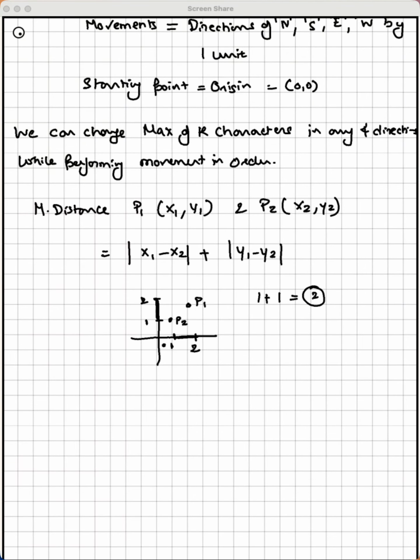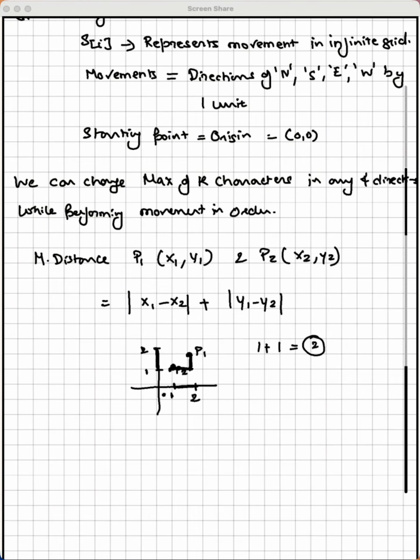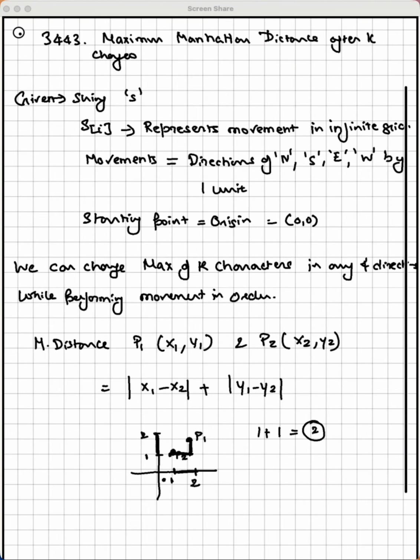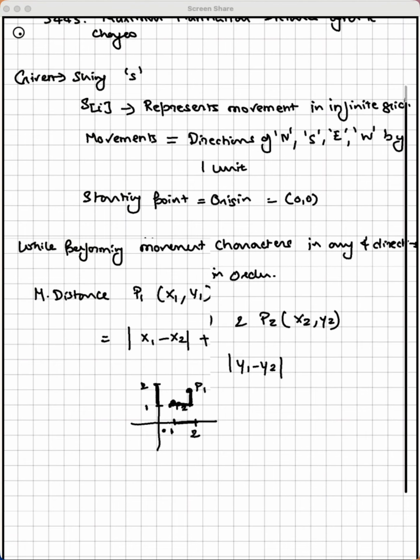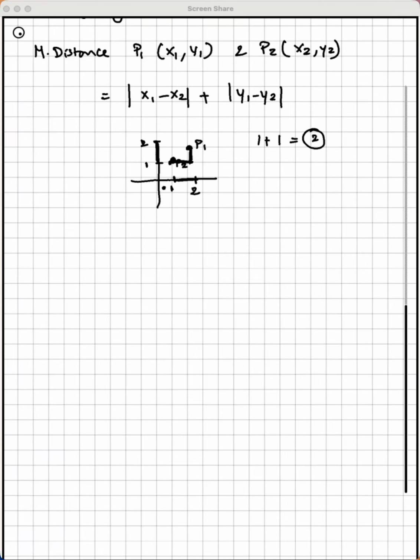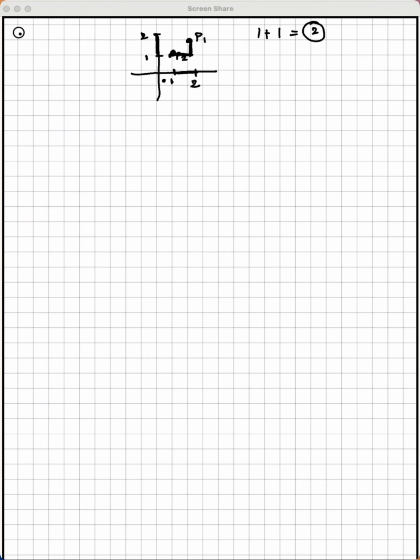In another way, you can think of it like this. You need to move one unit in x and one unit in y to get from P2 to P1 or from P1 to P2. Okay, so this is what is given to us, and now we need to identify the maximum possible Manhattan distance that we can get with k changes. Before we get into the problem, let's think about the intuition.